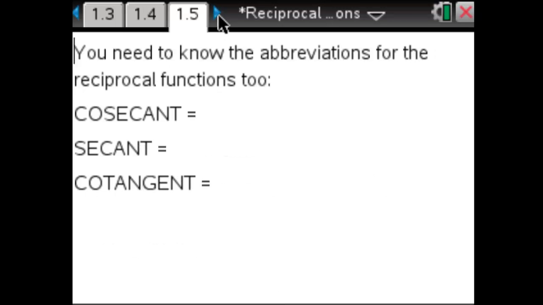Next page. We use abbreviations for the reciprocal functions just like we do the standard trig functions, sine, cosine, and tangent. So the abbreviation for cosecant is CSC. The abbreviation for secant is SEC. And the abbreviation for cotangent is COT. So know your reciprocal functions and their abbreviations.